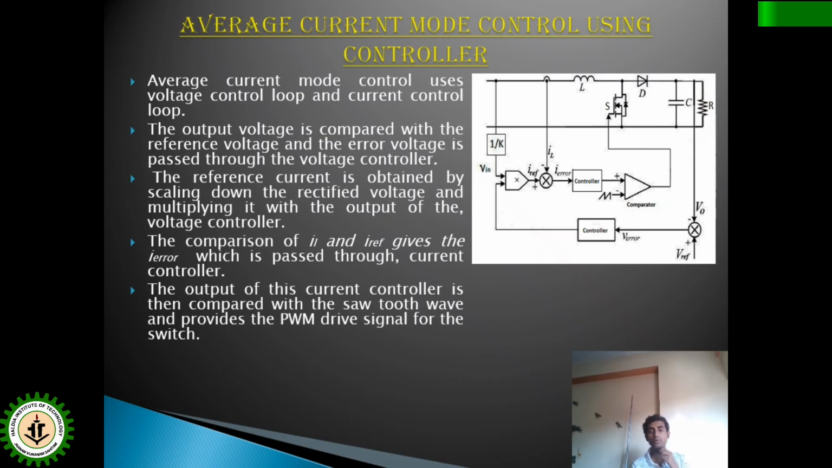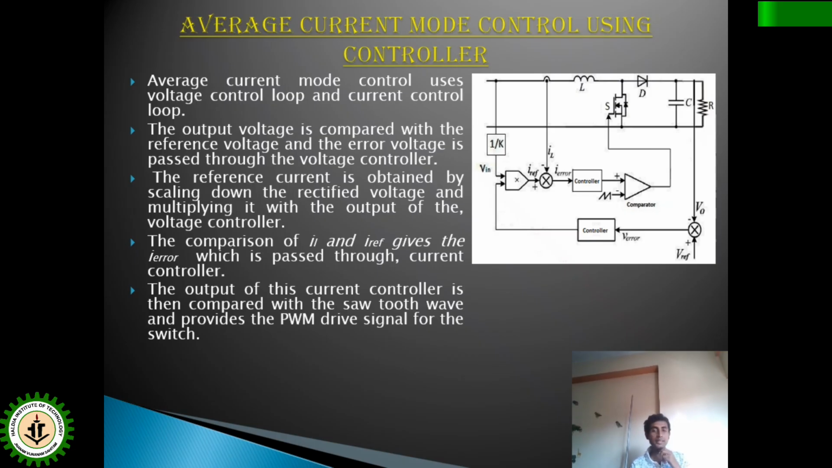So the rectified DC voltage, which is pulsating DC, is taken and divided by a factor k. So pulsating DC times 1 by k is multiplied by the voltage controller output signal to generate the pulsating DC sinusoidal reference current Iref, which is compared with the inductor current IL, and the error signal is generated. So this is the process.